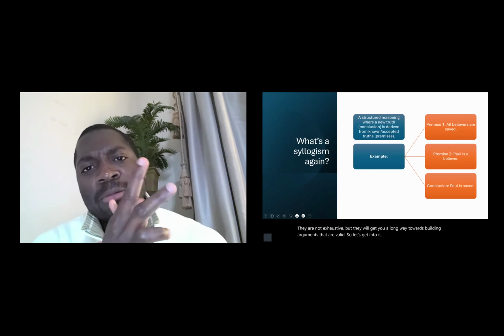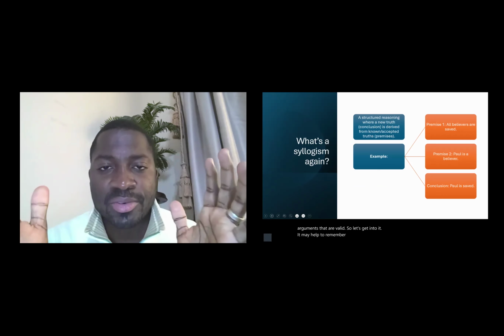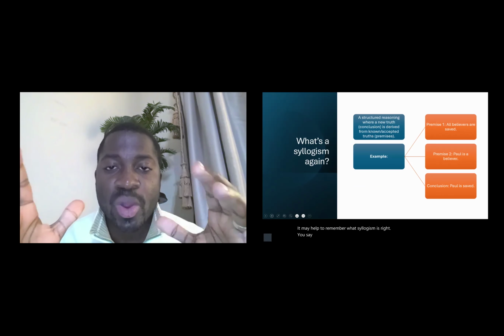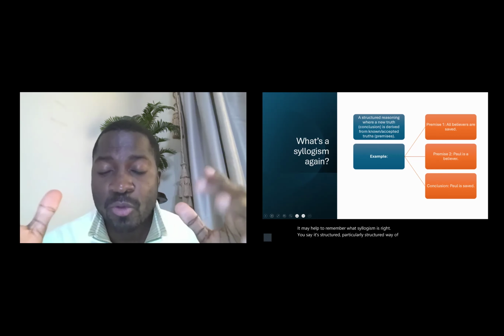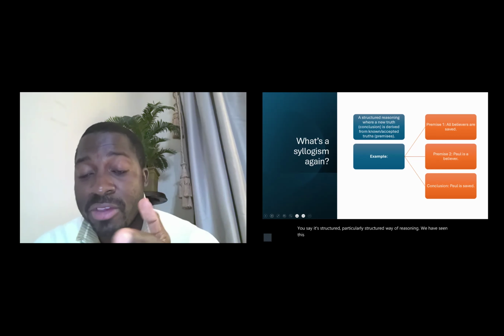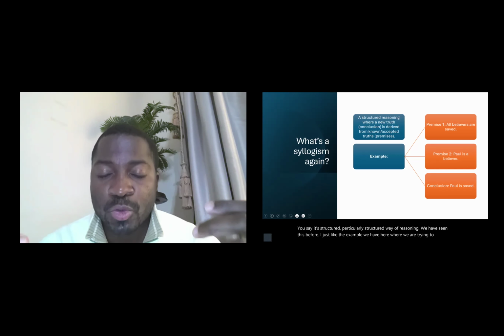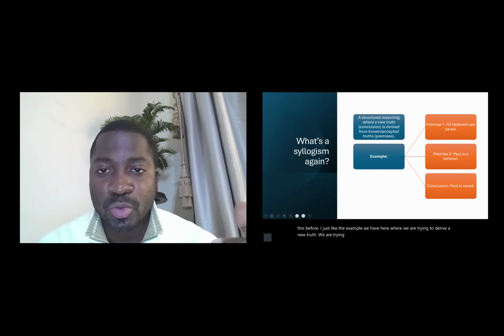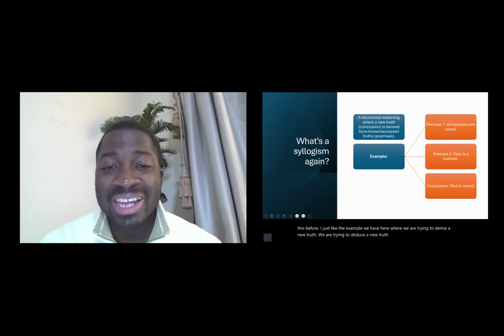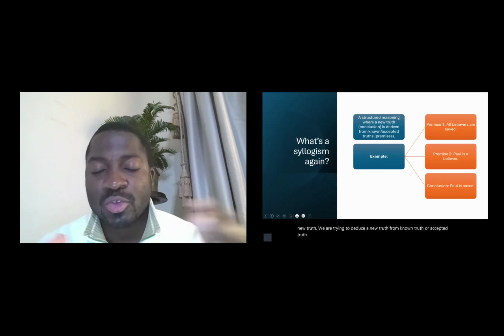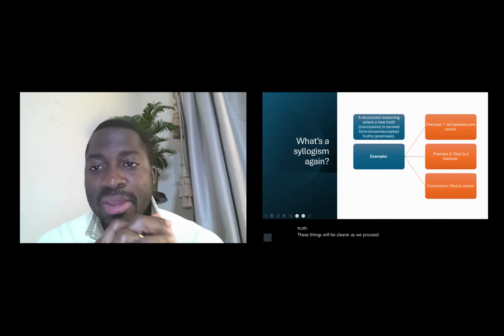It may help to remember what a syllogism is, right? It is a particularly structured way of reasoning. We have seen this before, just like the example we have here, where we are trying to derive a new truth. We are trying to deduce a new truth from known truths or accepted truths. These things will be clearer as we proceed, like what I mean by that.